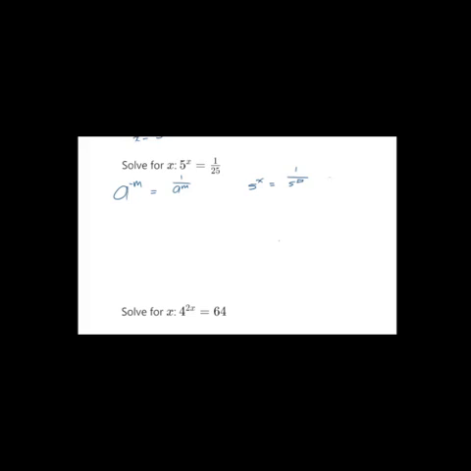So 5 to the power of what is 25? Well, 5 squared is 25. So using this rule here, 5 to the power of x equals 1 over 25, which is equal to 5 to the power of negative 2. So 5 to the power of x equals 5 to the power of negative 2. X therefore equals negative 2.